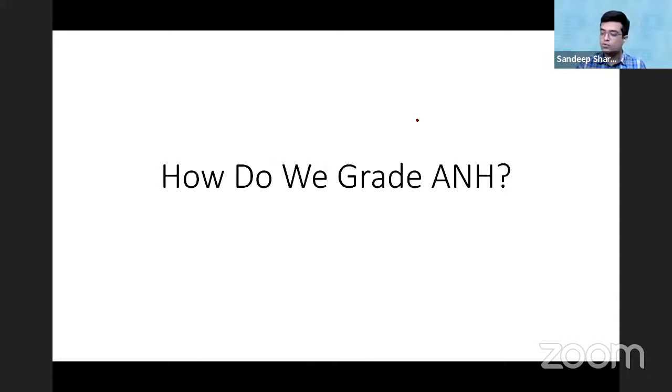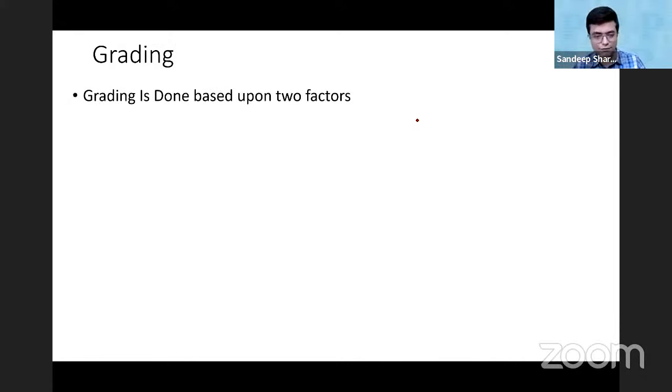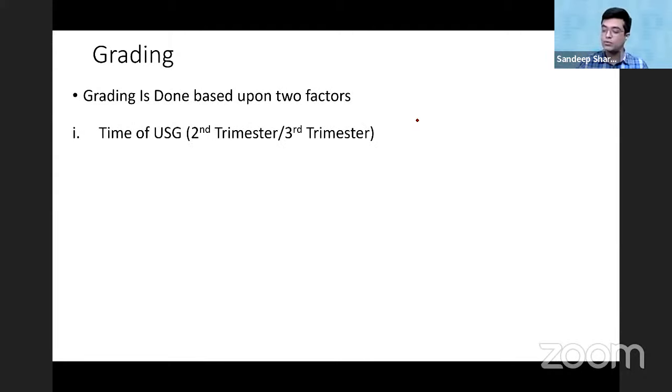Moving further, how do we grade ANH? Now, grading is the point on which there is a lot of controversy and things are difficult to understand. So I'll try to simplify, but sticking to the guidelines and Nelson as much as possible. When we have to grade ANH, there are two parameters that we are going to use. The first factor is the timing of ultrasound. At what point you are doing the ultrasound, whether prenatally or postnatally, and if prenatally, because we are talking about antenatal hydronephrosis, what is the trimester? So for the second trimester and third trimester, different values are present.